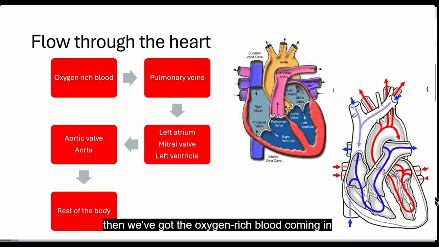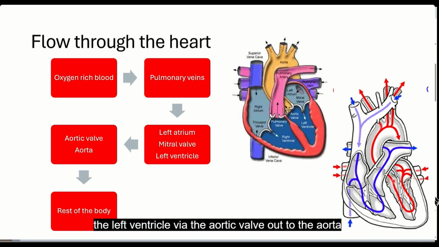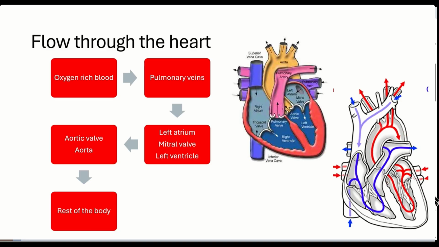Conversely then, we've got the oxygen-rich blood coming in through the pulmonary veins into the left atrium, and then through the mitral valve into the left ventricle, and then leaving the left ventricle via the aortic valve out to the aorta and along then to the rest of the body.